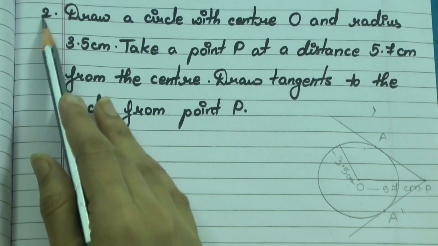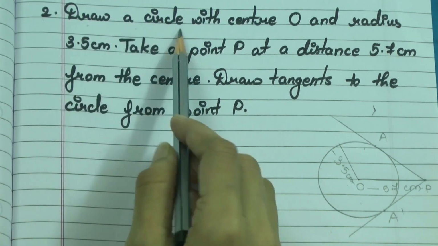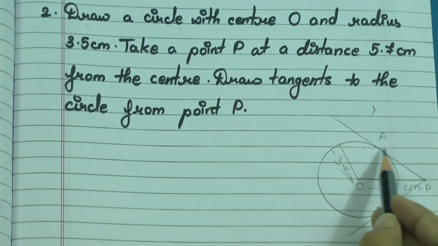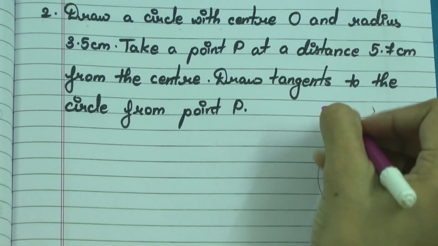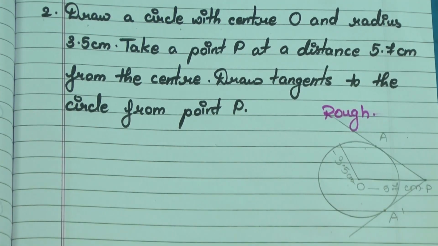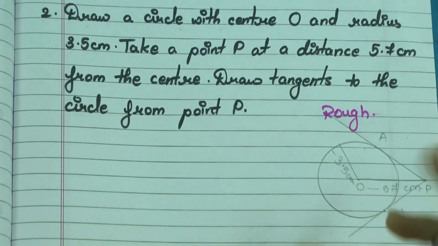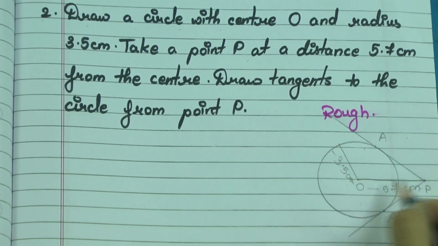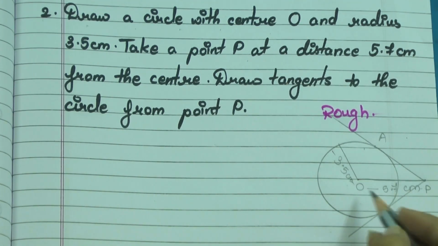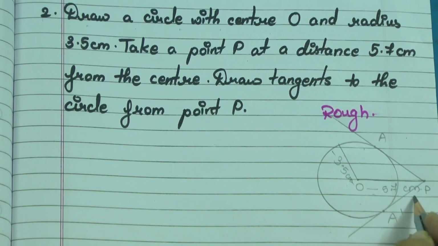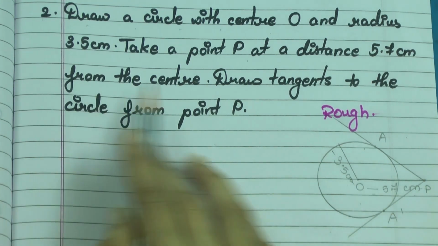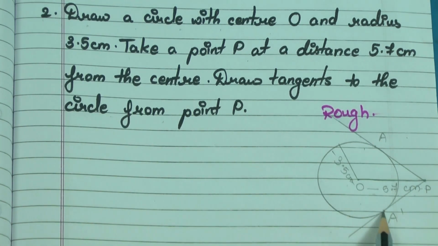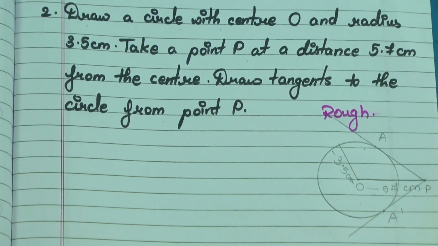Now question number 2 of the problem set. Draw a circle with center O. So a circle, this is a rough diagram, children, with center O, and radius 3.5 centimeter. Take a point P at a distance of 5.7 centimeter from O, or from the center, and we have to draw two tangents, that is PA and PA dash. We have already done this. Let us do it again.